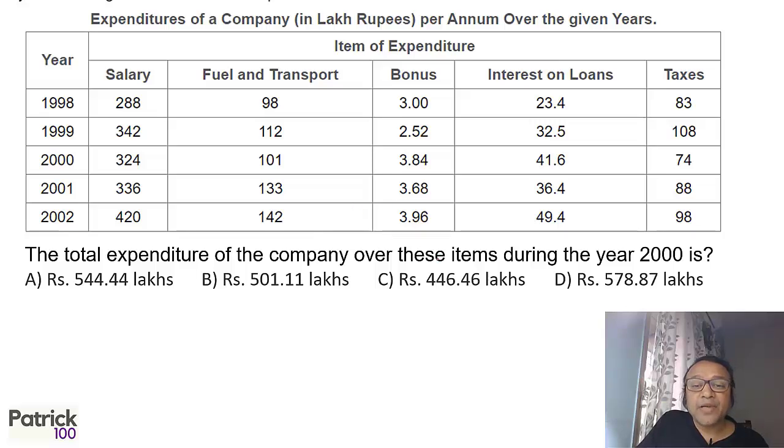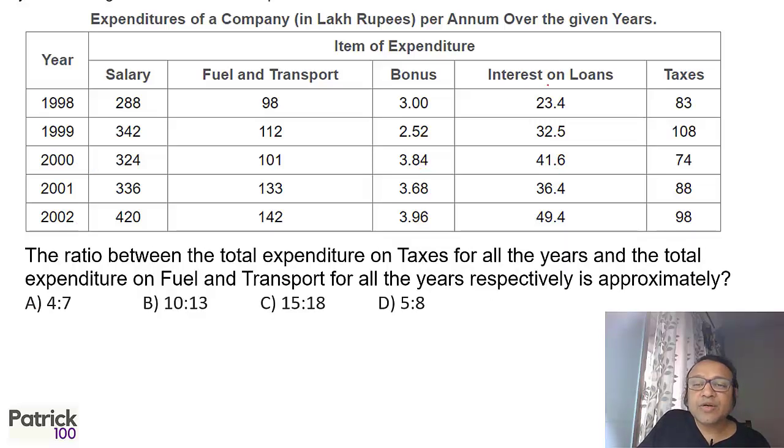Total expenditure of the companies over these items during the year 2000. So if you look at expenditure in 2000, after the point, all the values are different. There is 0.84 and 0.6. 0.84 plus 0.6 is 1.44. So after the point there should be 44. You can directly mark option A. That's the only option with 0.44 after the point. So if you add all the values after the point, this is a large digit calculation. After the point, the second digit has to be 4. Only option is A. You can directly mark the answer.